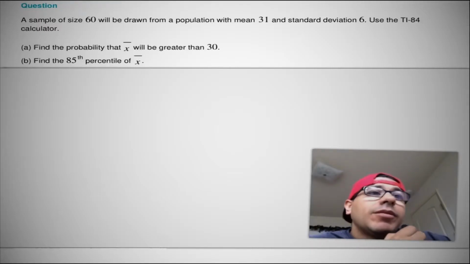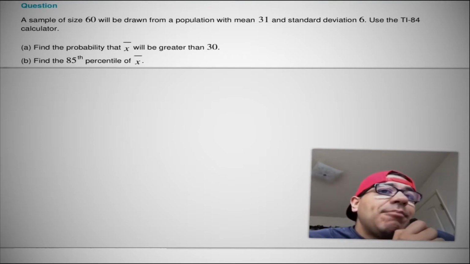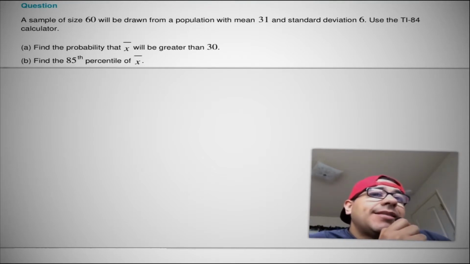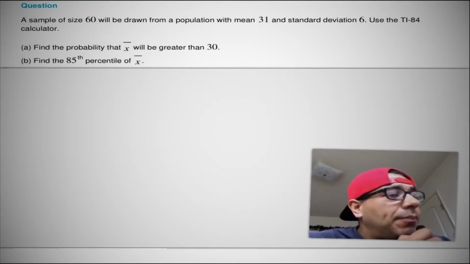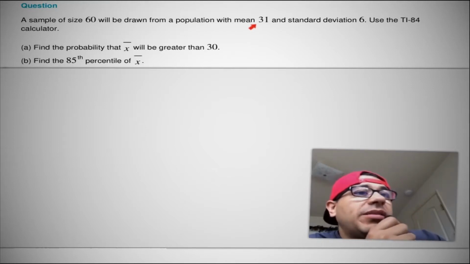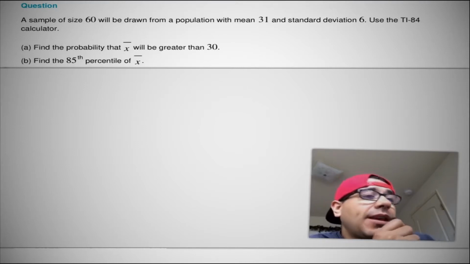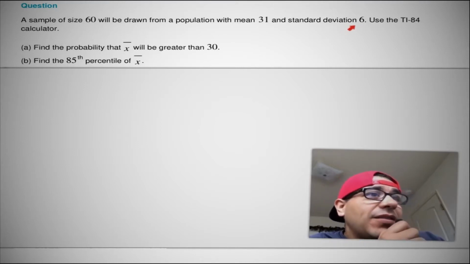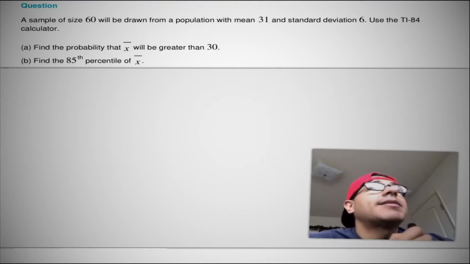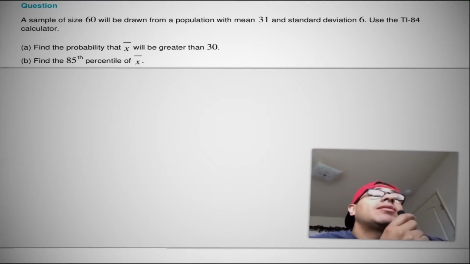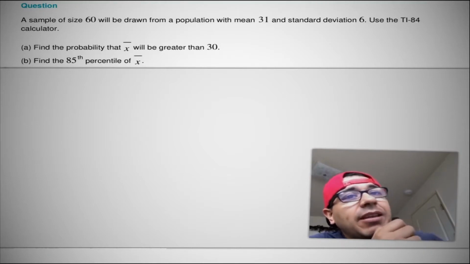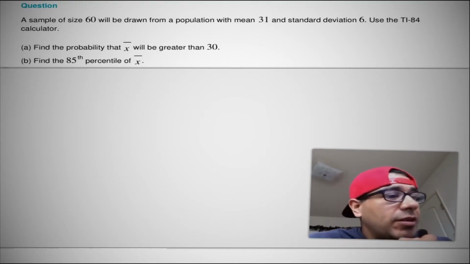All right, folks, let's look at this first problem. A sample of size 60 will be drawn from a population with a mean of 31 and a standard deviation of 6. So in this question, what they want us to do is use our technology, our TI-84 calculator, and we're going to do the following things.